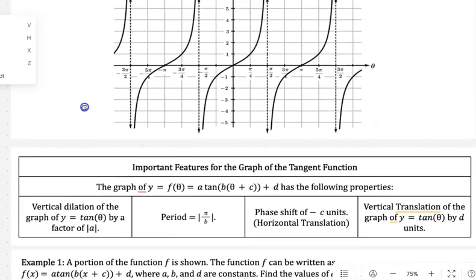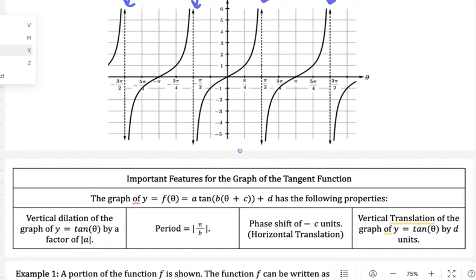So here are the important features of the tangent function, and we'll make sure we get this tangent function on the screen while I talk through it. But basically, here is the transformation equation, or the parent function for tangent. We have a vertical dilation by a. In a sine or cosine function, that a value is called the amplitude. It does not have a name for tangent. It is simply a vertical dilation, and it would be inappropriate to refer to it as amplitude.